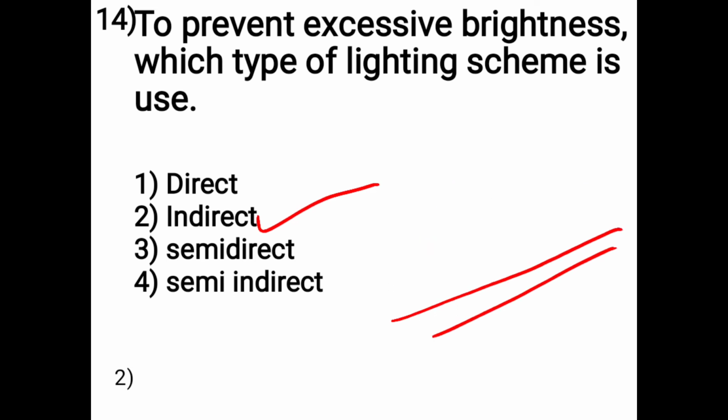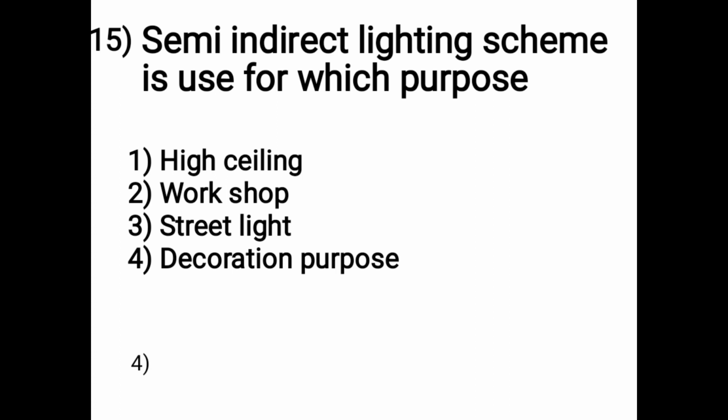Next is, a semi-indirect lighting scheme is used for which purpose? There are four types of lighting scheme: first is direct lighting, indirect lighting, semi-direct, and semi-indirect. So a semi-indirect lighting scheme is used for which purpose? So our answer is decoration purpose. Means semi-indirect lighting is used for decoration purpose.